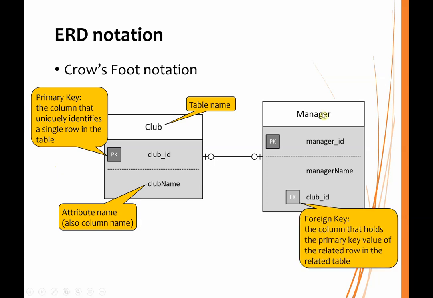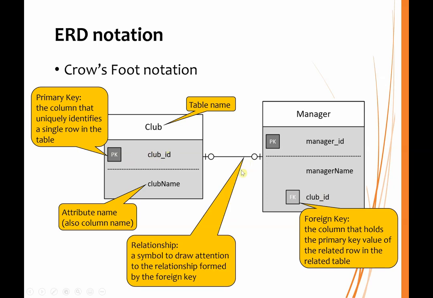In the manager table, as well as the manager attributes, and there's the primary key for manager, we've also got a club ID, and this is known as a foreign key because it identifies a column that holds the value of the primary key over in the club table. And that's what forms the relationship, the fact that there is a value in this column that relates to a primary key value over in club.